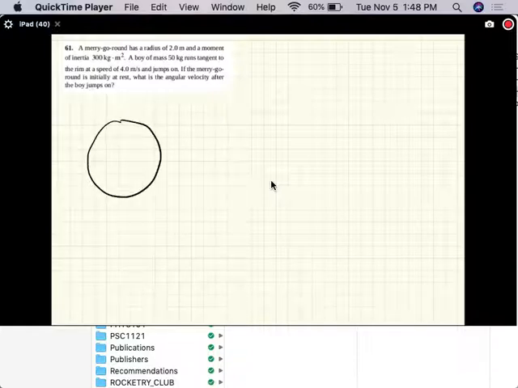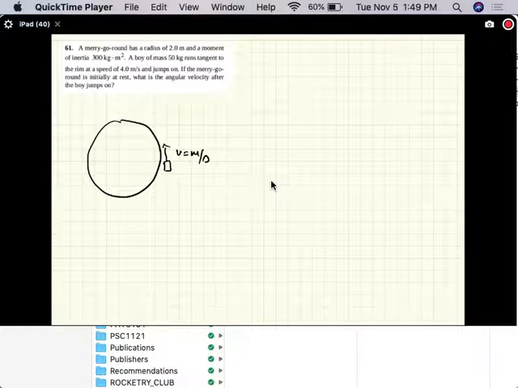So here's the boy, running at 4 meters per second. This is like a collision. It's a rotational collision, and just like in a linear collision, where momentum was conserved, in this case rotational angular momentum is conserved.